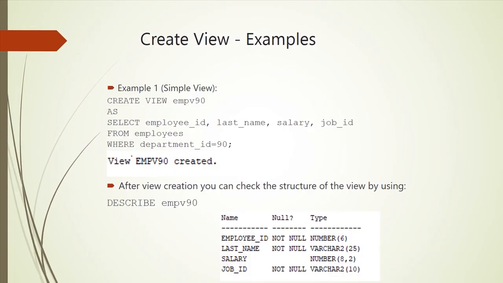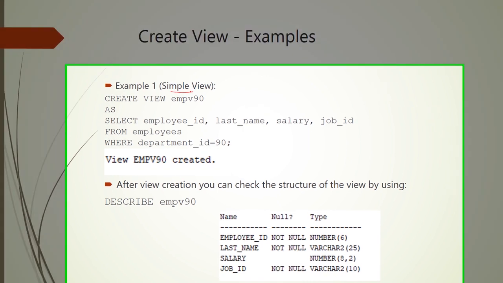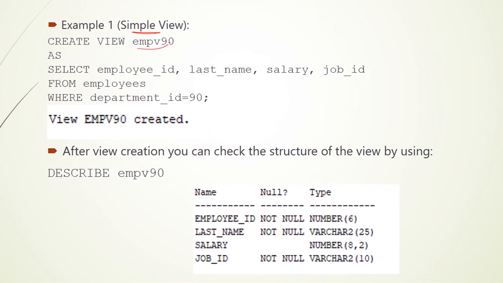Let's have a look at this example to create a simple view. Create view, this is the name of the view, as, and this is the select statement of the view. Select employee ID, last name, salary, job ID from employees where department ID equals 90. This example is a simple view because our select statement of the view does not contain any functions like minimum, maximum, or group by clause. The select statement also retrieves data from only one table. That's why it is a simple view.